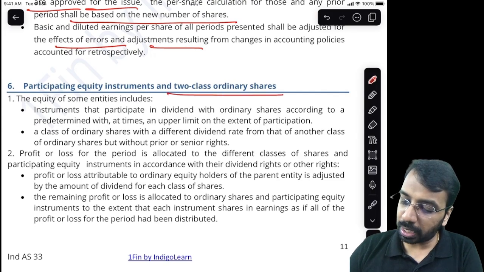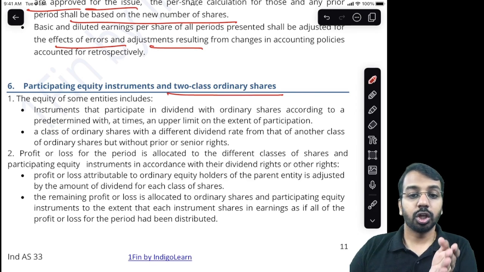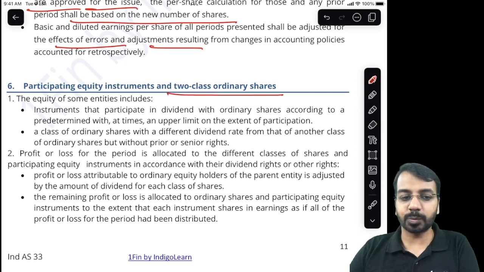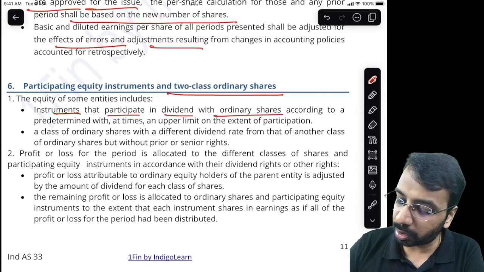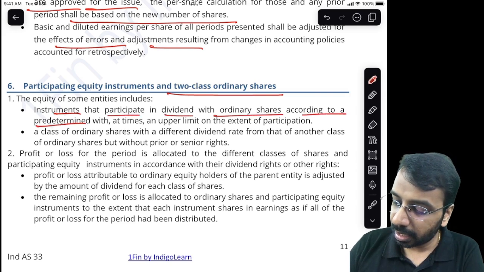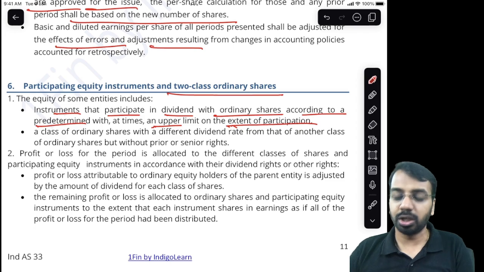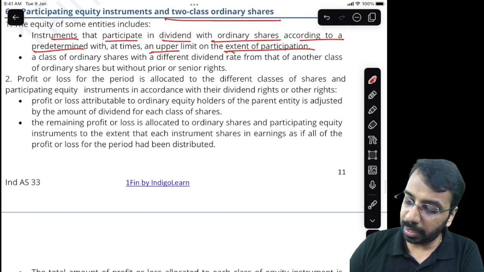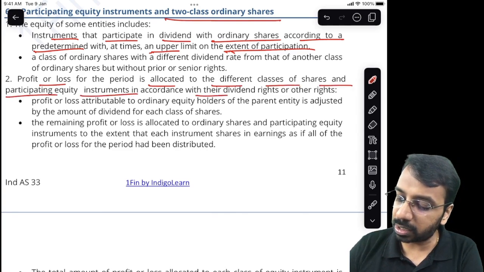Now, if there are two classes of ordinary shares, you will have to adjust the EPS with respect to the rights to dividend. If there are certain instruments that participate in dividend with ordinary shares according to a predetermined upper limit in some cases, then based on the extent of their participation, you will calculate accordingly. Then you will allocate the profit to the different classes of shares and participating equity instruments in accordance with the dividend rights or other rights.